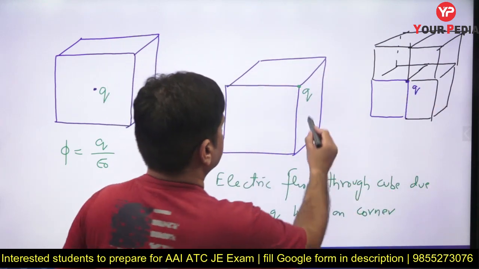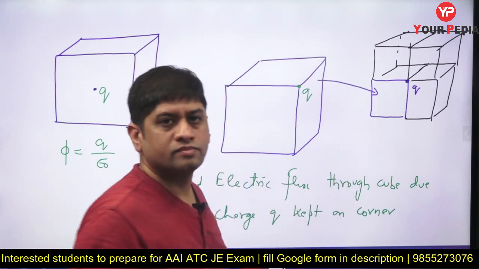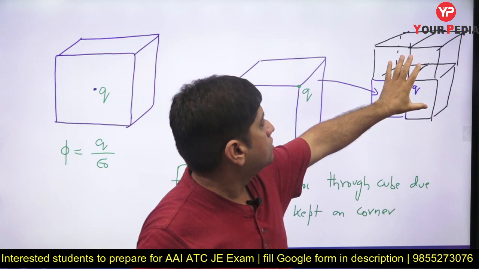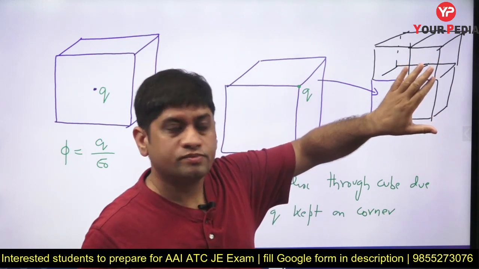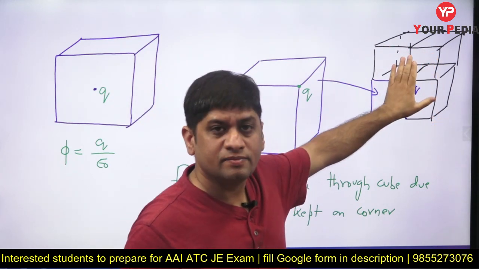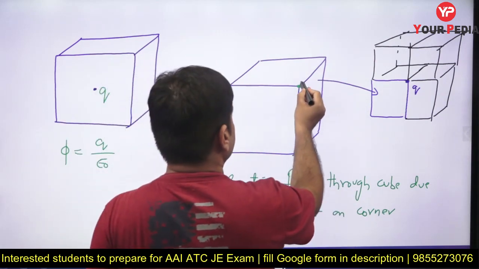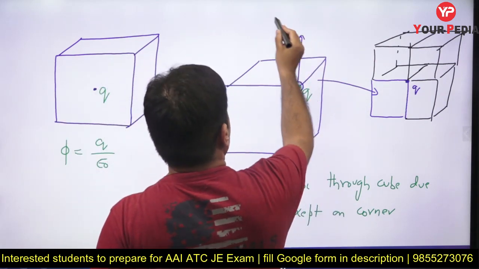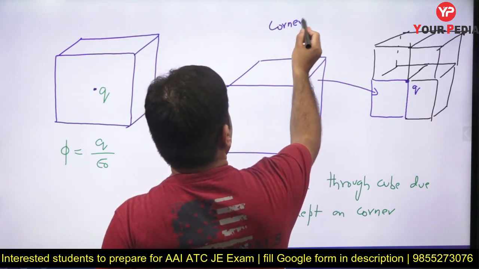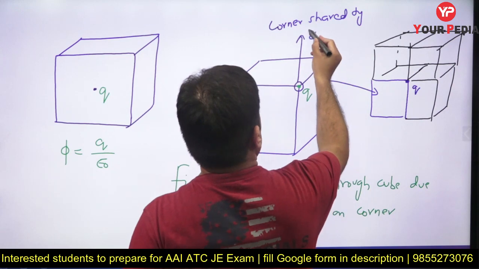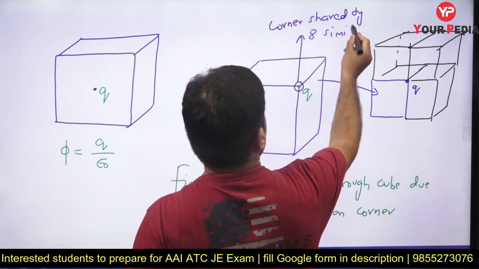This one is now 1, 2, 3 and 4 on the top. ये तो 4 क्यूब आपको नजर आ रहे हैं. You understand that? And 4 on the top. So this corner is shared by 8 cubes. This corner is shared by 8 similar cubes. Similar is very important.